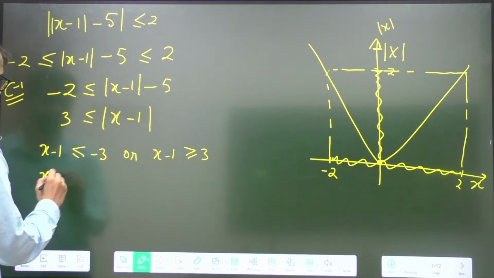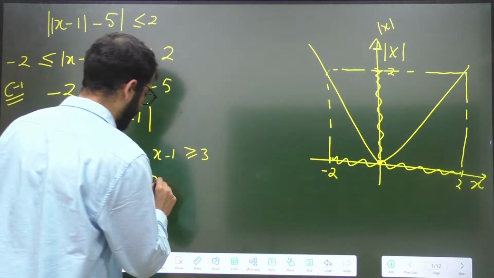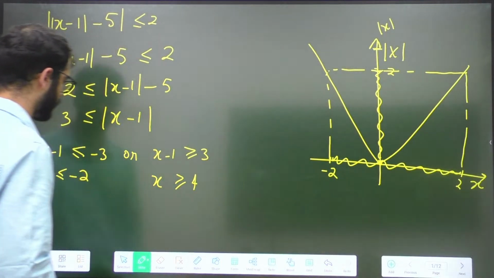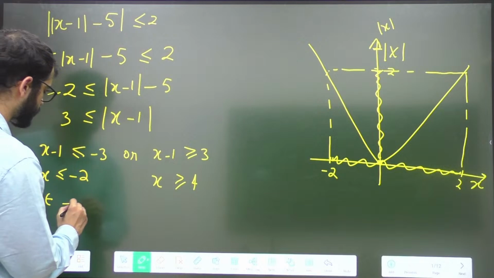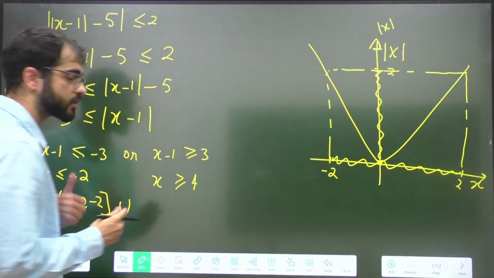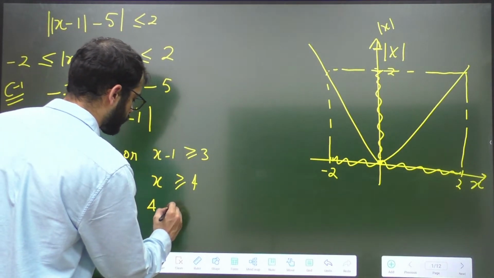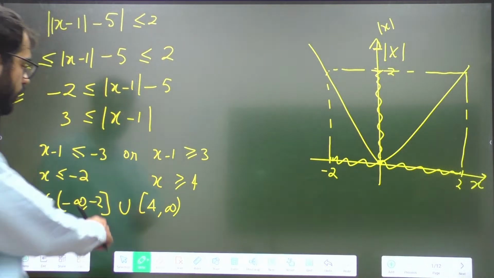So if I have to solve, I'll say x is less than or equal to, adding 1 to both the sides, I'll get minus 2 over here. And if I have to calculate this, I'll add 1 over here. So I'll get a 4. So x belongs to either minus infinity to minus 2, closed interval, union, because there is a choice between these two intervals. And the second choice is going from 4 to infinity, closed interval. So either x belongs to this or to this.